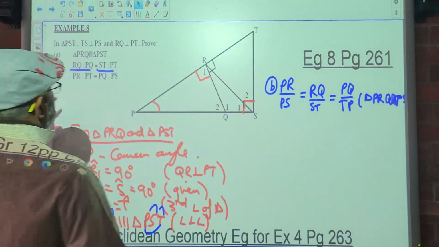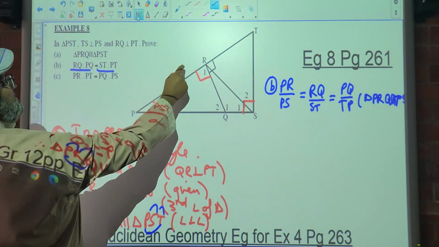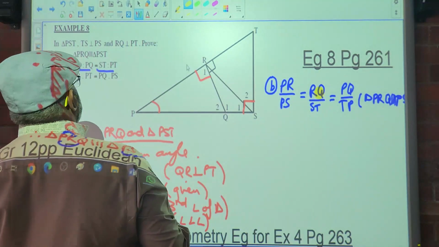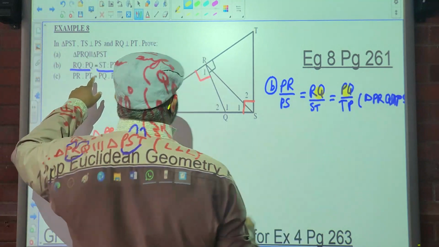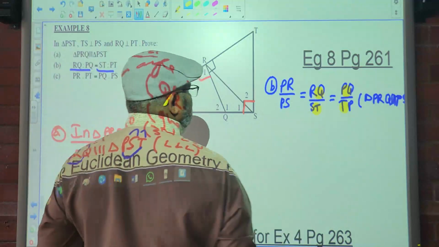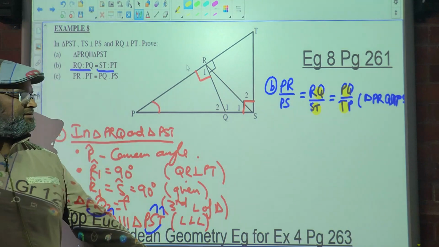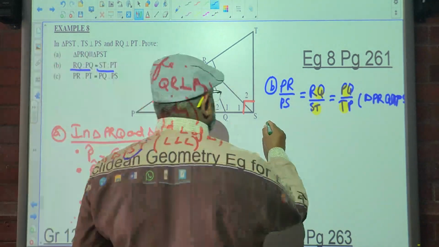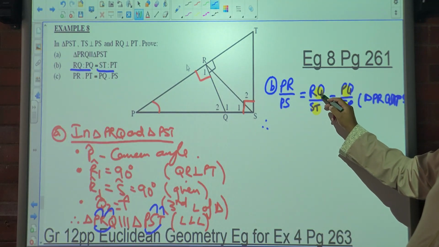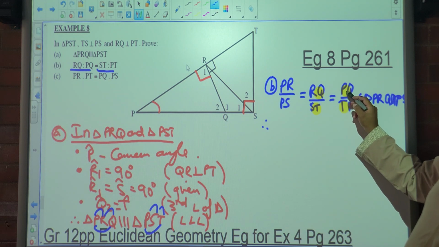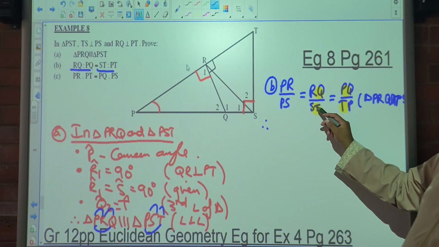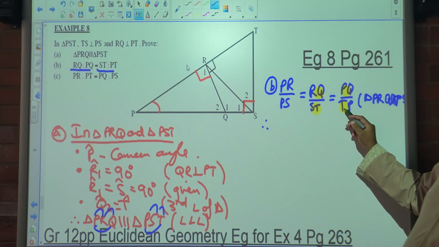So what do they want? They want RQ. Do I have RQ? Yes. They want PQ. Yes. ST. Yes. And PT. Not so, people? So what can I say? Therefore, using this now, RQ, PQ. You see, this is according to my ratio now. I have RQ is to ST as PQ is to TP.